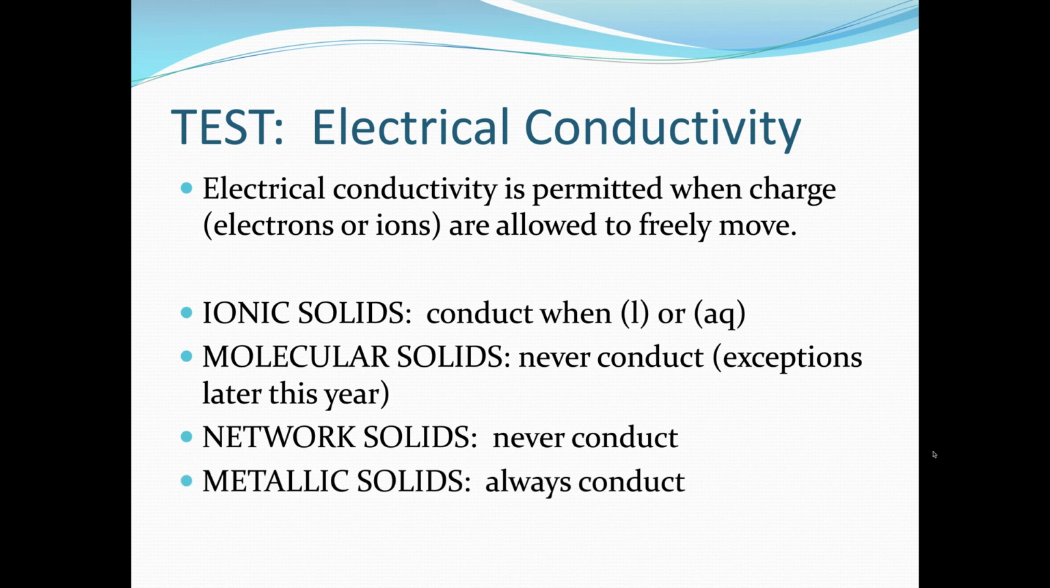Metallic solids will conduct under every circumstance. Some metals are better at conducting than others, but all metals will conduct electricity to some extent. As opposed to ionic liquids and solutions, where the charge is caused by the movement of ions, in metallic substances, it's due to the movement of electrons. So, this is how you can distinguish between these four different types of substances.